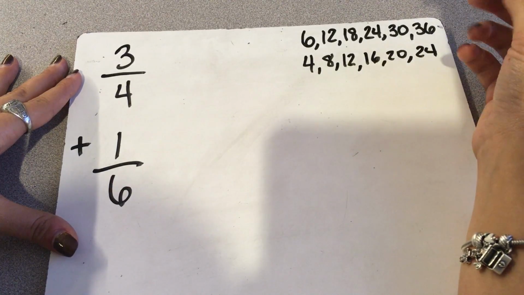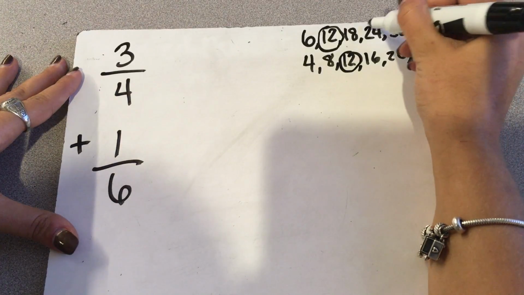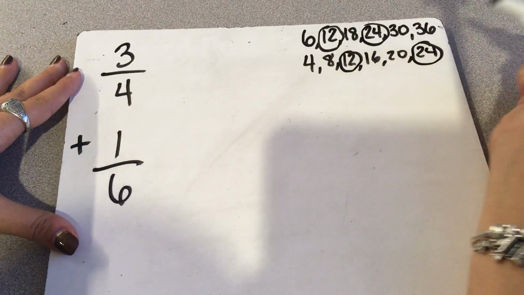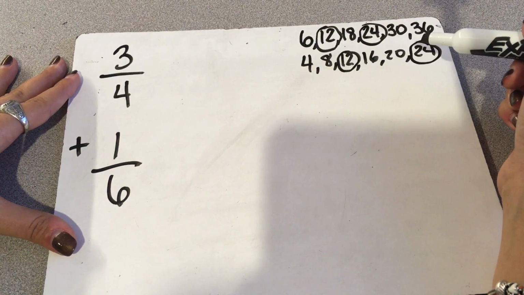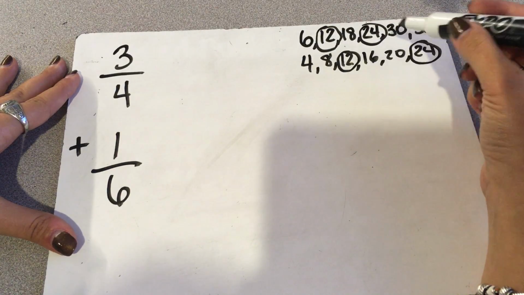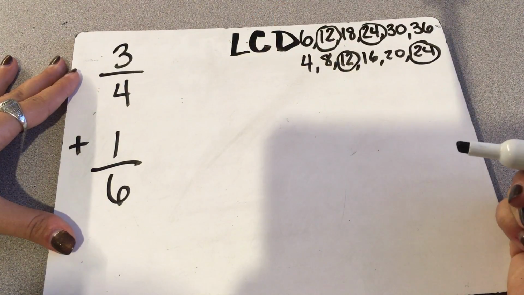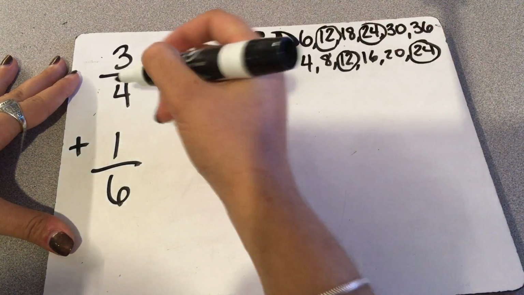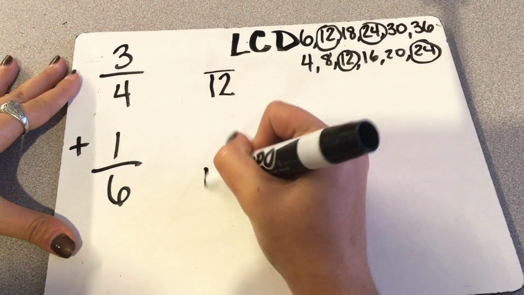I'm going to circle everything they have in common. So I have 12 and I have 24 in common. Now, they both had 12 in common and 24 in common. You want to use the least common denominator, so our LCD. So that means I need to change both of these into 12s.